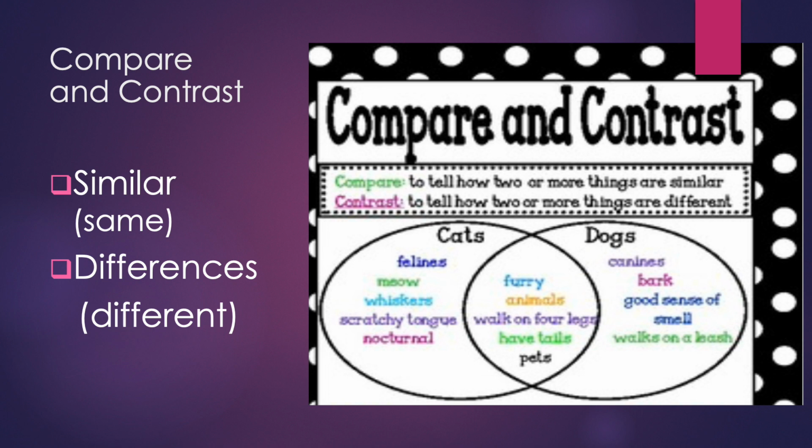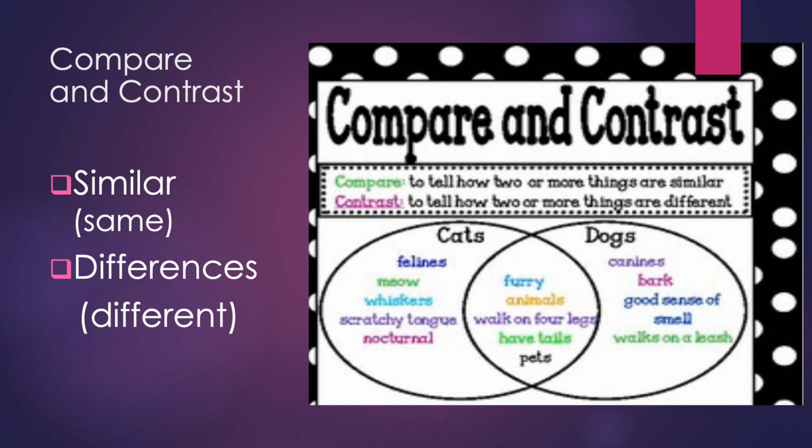So when you are doing compare and contrast, you are thinking about things that are similar, which means the same, or the differences, which means what's different. So let's look at the example on this part of our anchor chart. They use the example of cats and dogs. As you can see, they're comparing and seeing how they are the same, which is in the middle of this picture. And then on each side, they are writing how they are different.